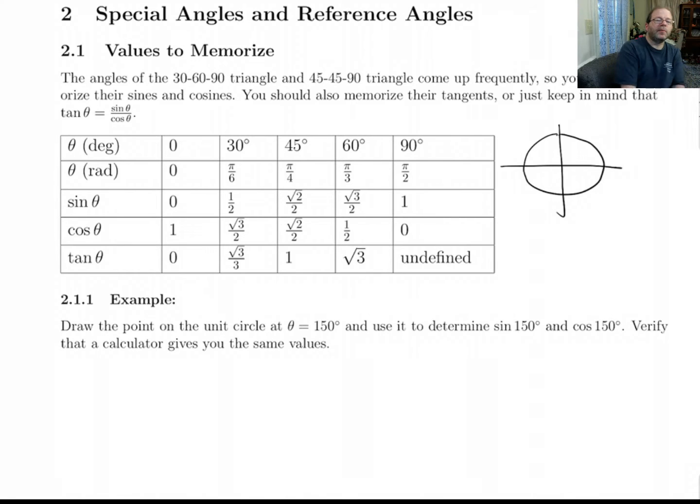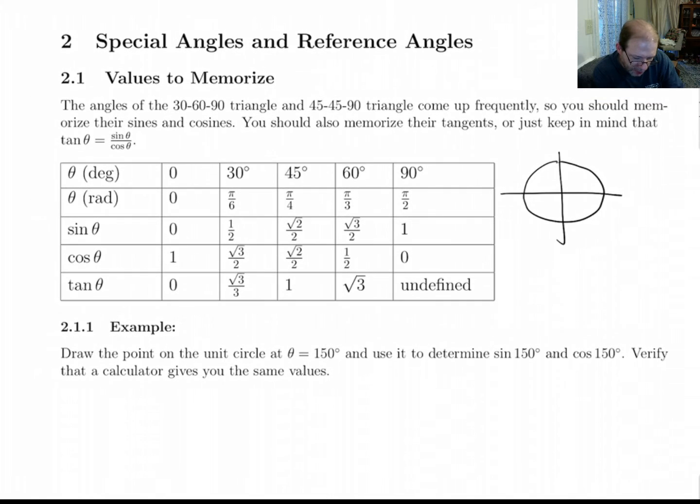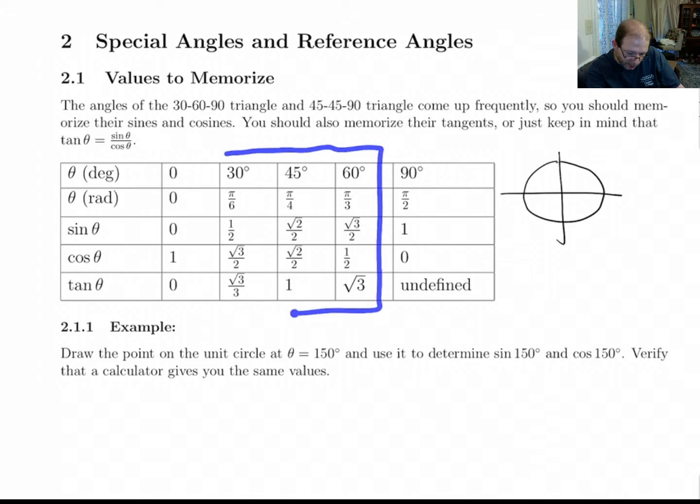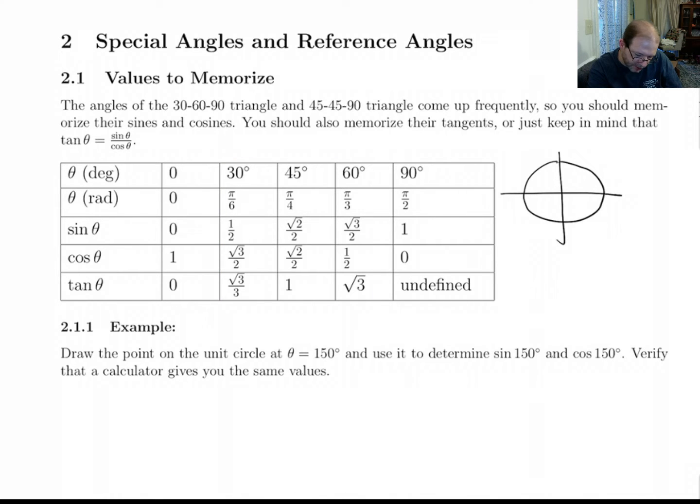Hey guys, the next topic for this section is special angles and reference angles. Now, one of the things we've already looked at is the angles from the 30-60-90 triangle and the 45-45-90. Those come up often enough that you should memorize them. So we've really already seen the middle part of this table here. I've thrown the tangent values on there as well. You can find the tangent values if you remember that tangent is sine over cosine.